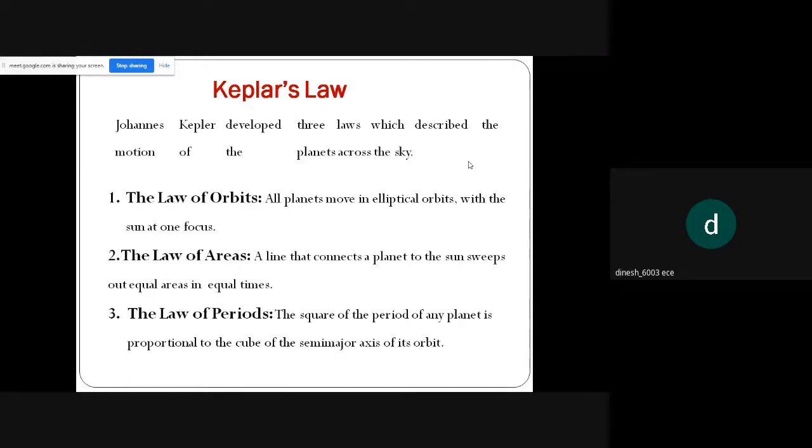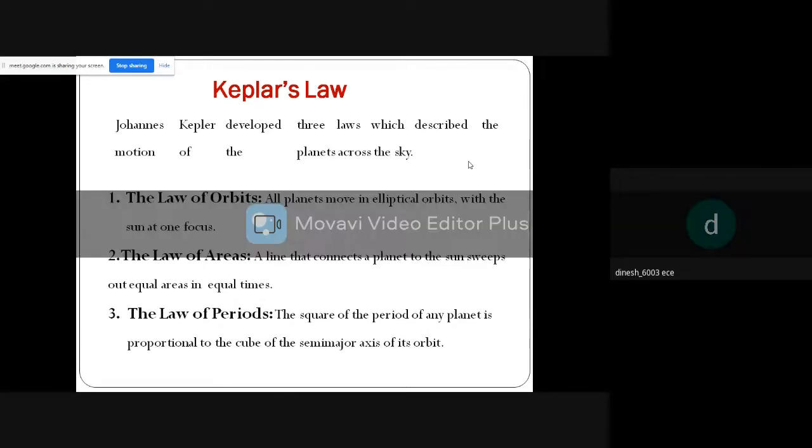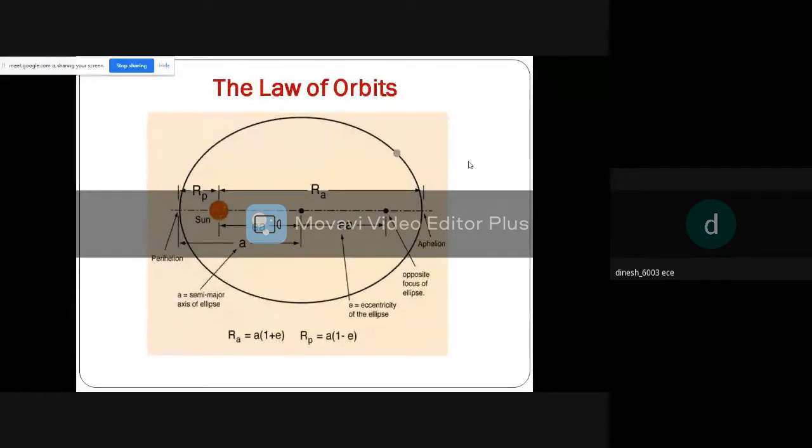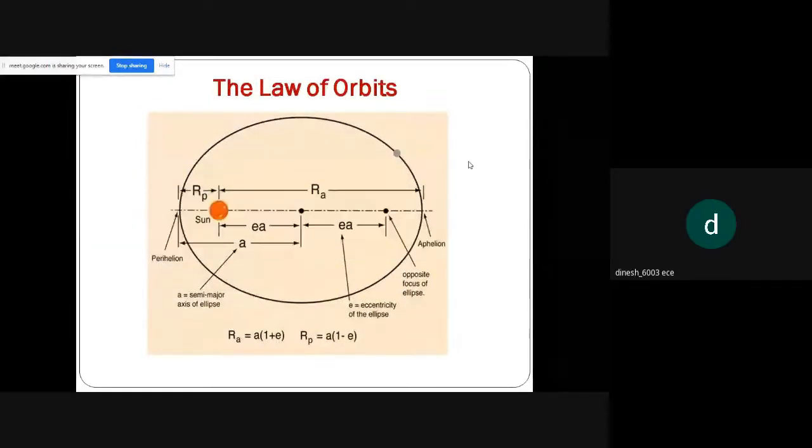And the law of periods: the square of the period of any planet is proportional to the cube of the semi-major axis of its orbit. So this is what Kepler's law is. We'll see the law of orbits.